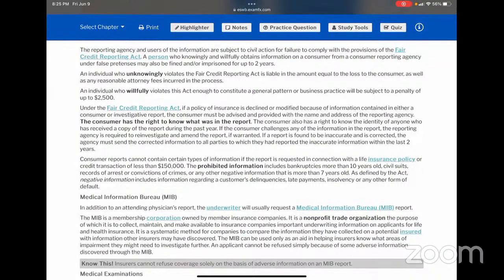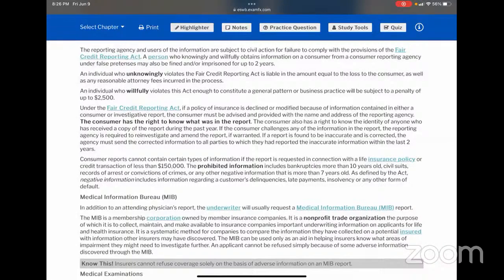Under the Fair Credit Reporting Act, if a policy of insurance is declined or modified because of information contained in either a consumer or investigative report, the consumer must be advised and provided with the name and address of the reporting agency. The consumer has the right to know what was in the report.